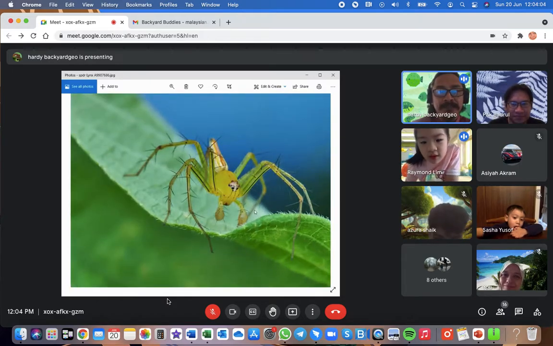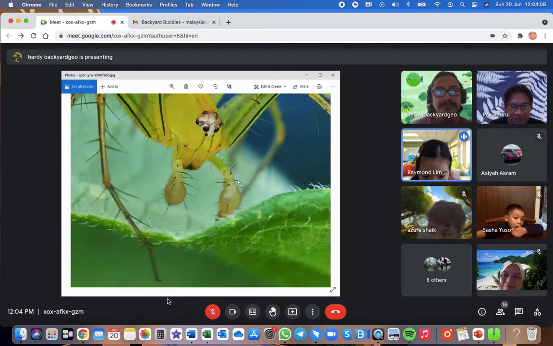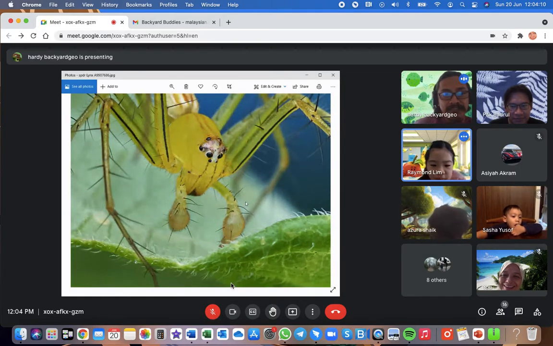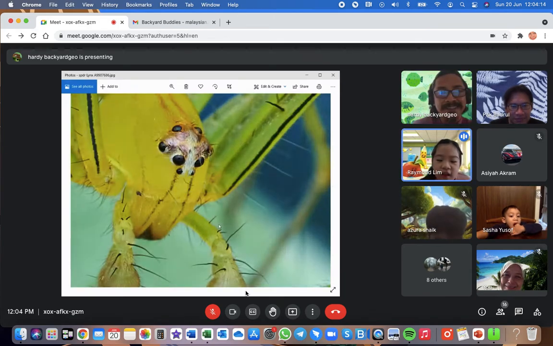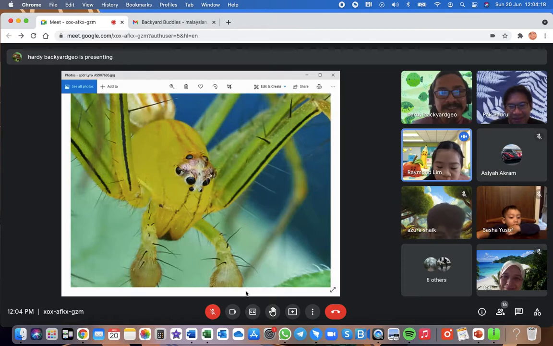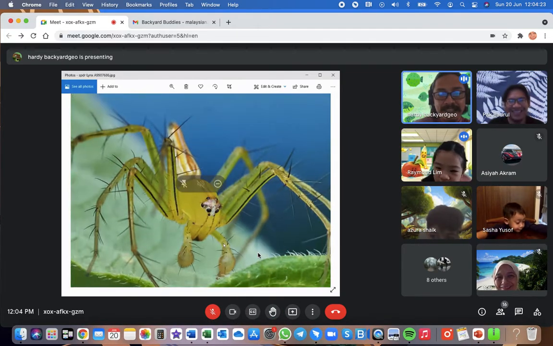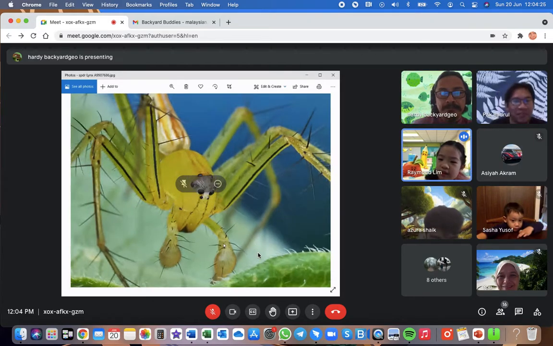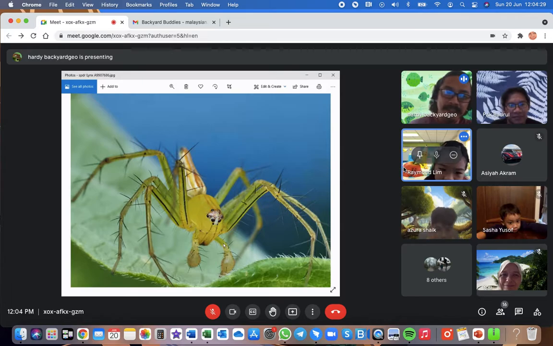It doesn't look like a male. I mean, it looks like a female. Why? Because it's cute? No, because it has a colorful mouth. Like lipstick. Is this spider poisonous? Yes, it has a little bit of venom. Never touch this. Don't touch.